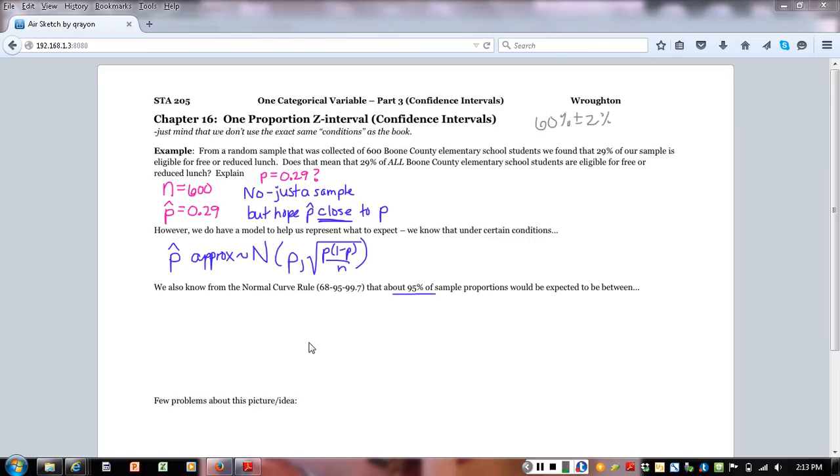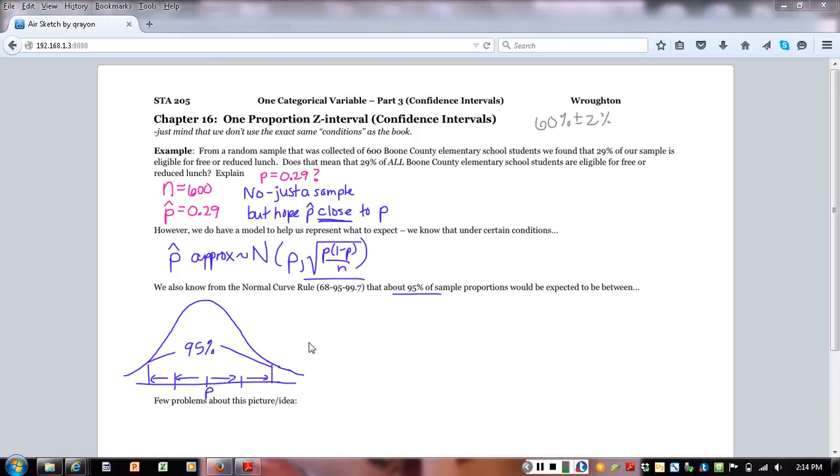If I wanted to find about 95%, let's first do this visually, then I'll do it mathematically. Once we know our conditions are met, we have our sampling distribution, and we know it's centered at p. If I want to get 95%, I'm going to go 2 standard deviations to the left and 2 standard deviations to the right. That's how we get 95%. What's our standard deviation? It is the square root of p times 1 minus p over n.